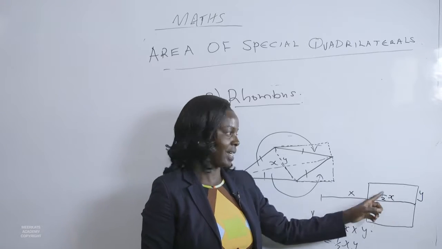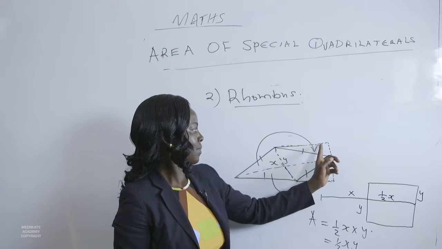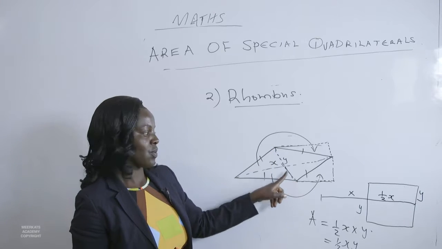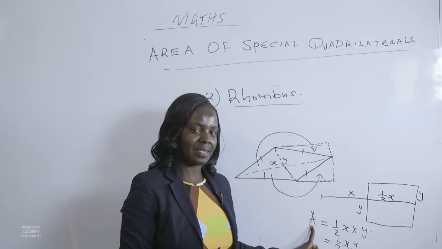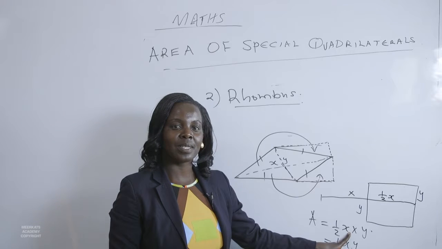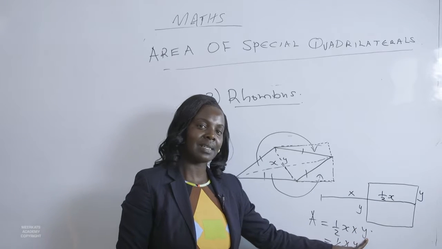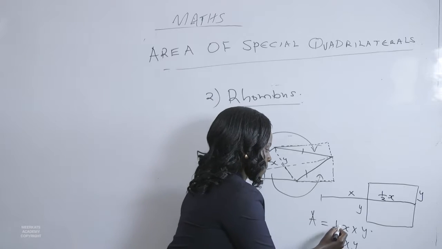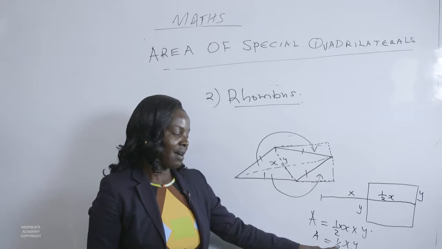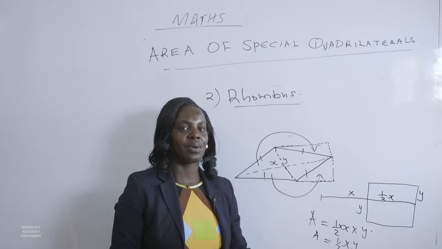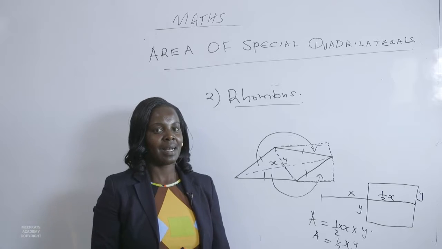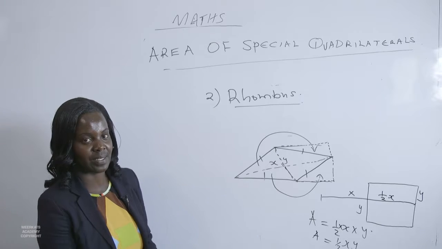Remember, x was the diagonal from this point to this point, and y is also the diagonal from this other end. So we are saying, to calculate the area of a rhombus, we say a half times x, which is one of the diagonals, times diagonal y. So the rule of calculating the area of the rhombus is a half diagonal x diagonal y, which is short half x y. Remember that x and y are the diagonals.